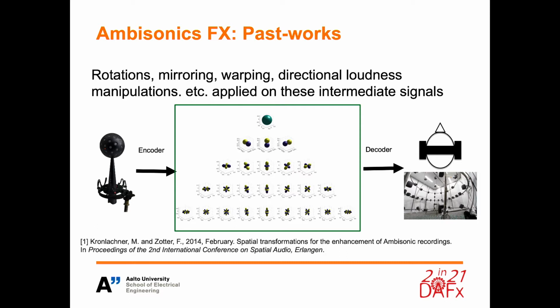There are then a number of spatial audio effects or sound field manipulations that may be applied onto these intermediate signals. Sound field rotations are perhaps the most common in order to accommodate head tracking, but there are also other operations such as sound field mirroring, warping, or directional loudness modifications. But importantly, many of these proposed operations are still linear. And as one might imagine, one can only go so far when you are limited to only signal-independent processing.